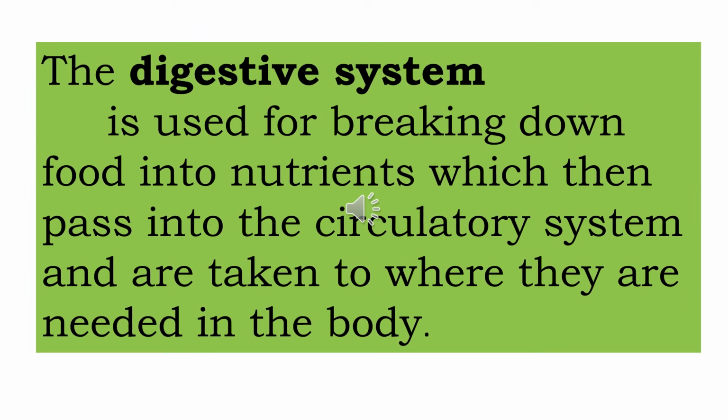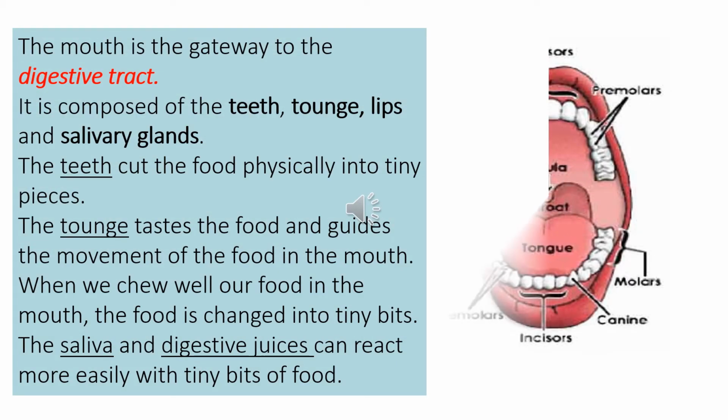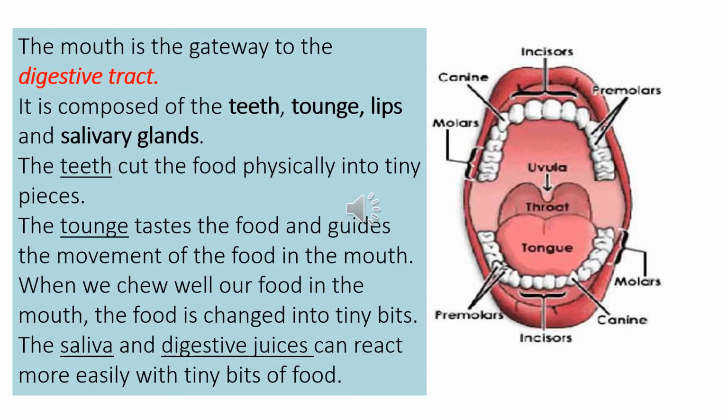Okay, so we're going to discuss the digestive system. It is used for breaking down food into nutrients, which then pass into the circulatory system and are taken to where they are needed in the body. The illustration shows the mouth. The mouth is the gateway to the digestive tract. It is composed of the teeth, tongue, lips, and salivary glands.